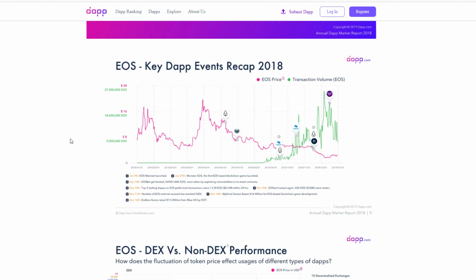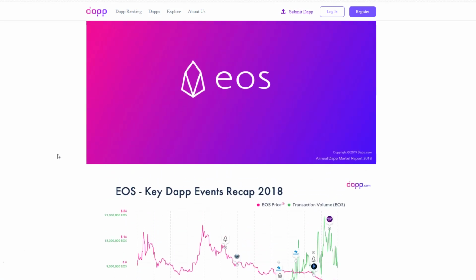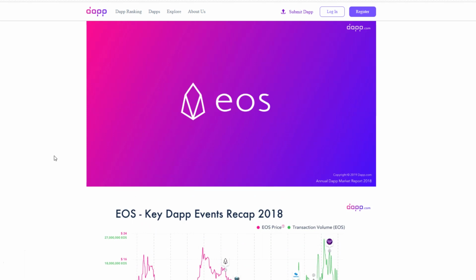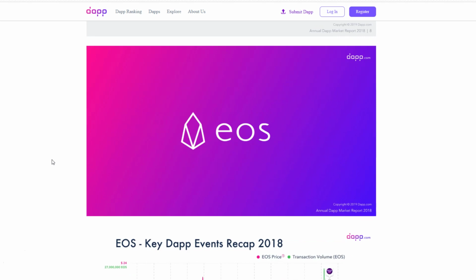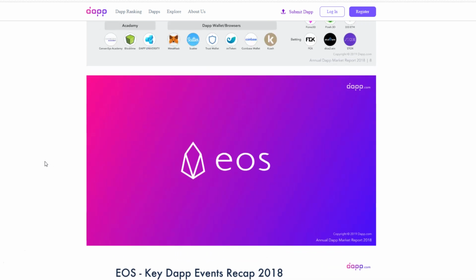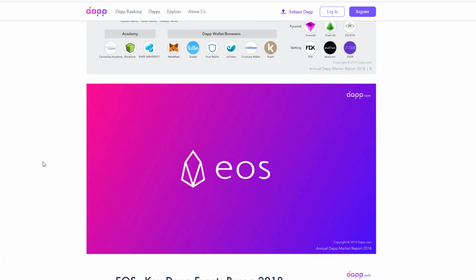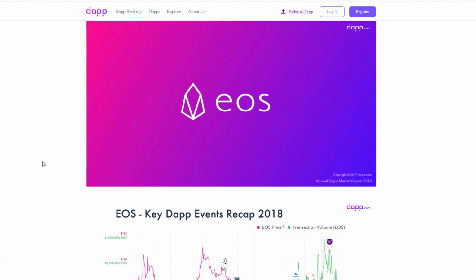So what we have in front of us here is a really good report done by DApp.com. It's a 2018 DApp market report that analyzes the major blockchains and their decentralized applications and gives you a really nice overview of what's happening in that particular blockchain's ecosystem. What are the dApps being built? Who is actually using them? What are the transaction volumes? How much money is passing through the smart contracts?